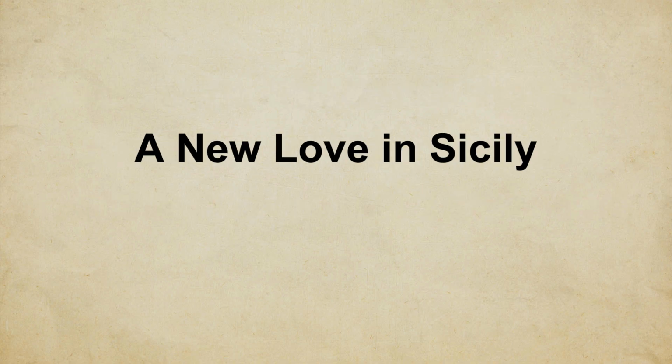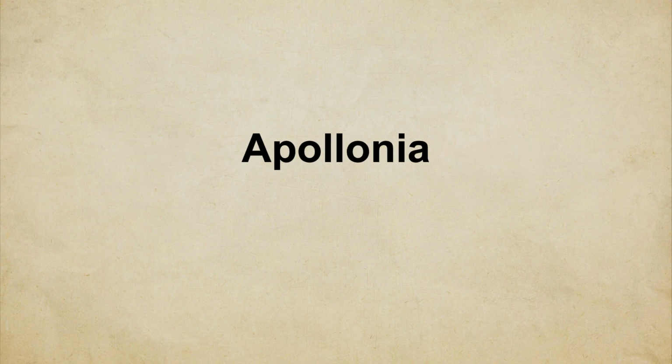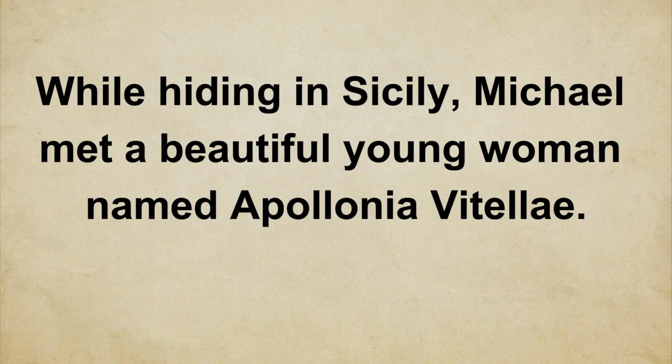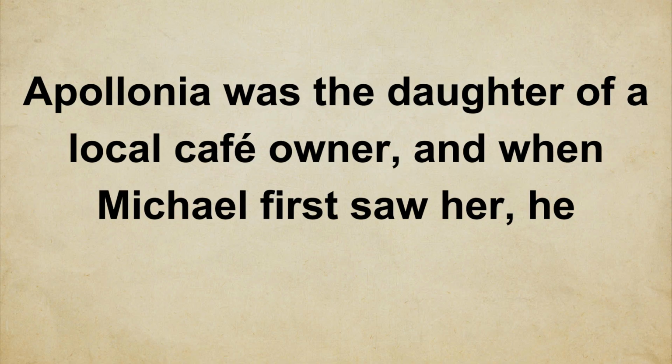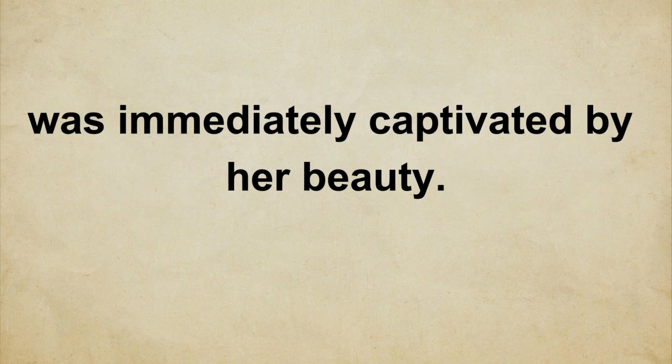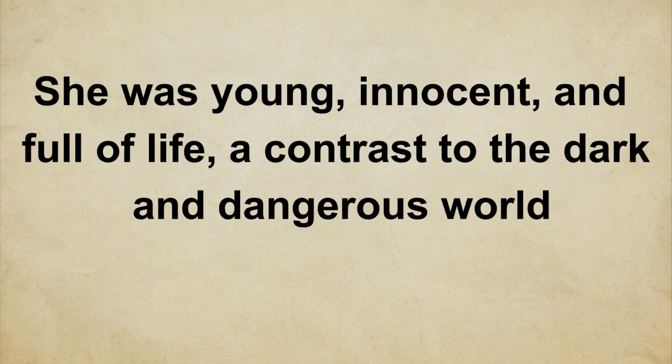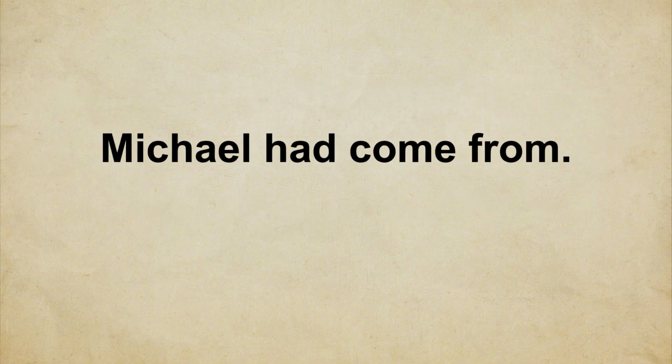A new love in Sicily. Apollonia. While hiding in Sicily, Michael met a beautiful young woman named Apollonia Vitelli. Apollonia was the daughter of a local cafe owner, and when Michael first saw her, he was immediately captivated by her beauty. She was young, innocent, and full of life, a contrast to the dark and dangerous world Michael had come from.